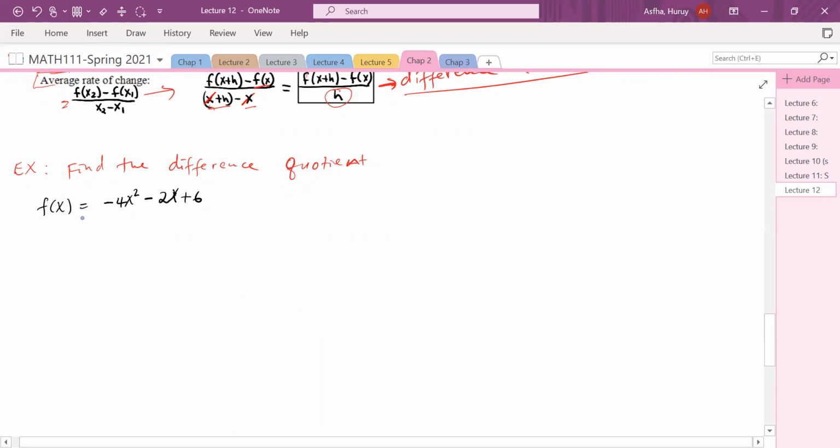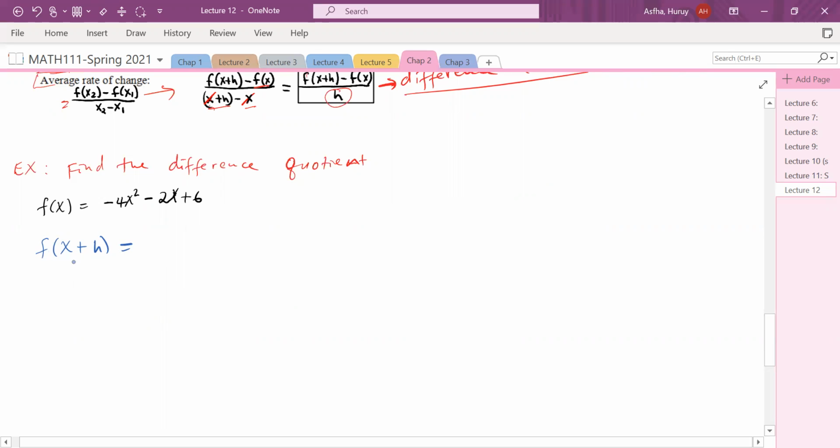Now, let's say we have f of x equals negative 4x squared minus 2x plus 6. Just to simplify this one, and not to make it too complicated, I will find it step by step. So first, let's find f of x plus h, and we will try to simplify it as far as we can.